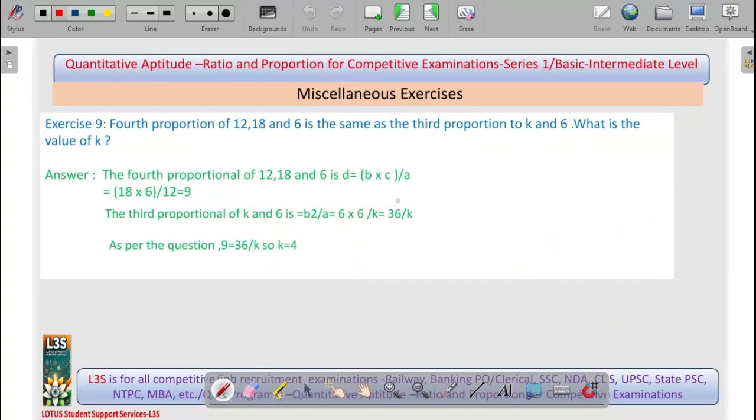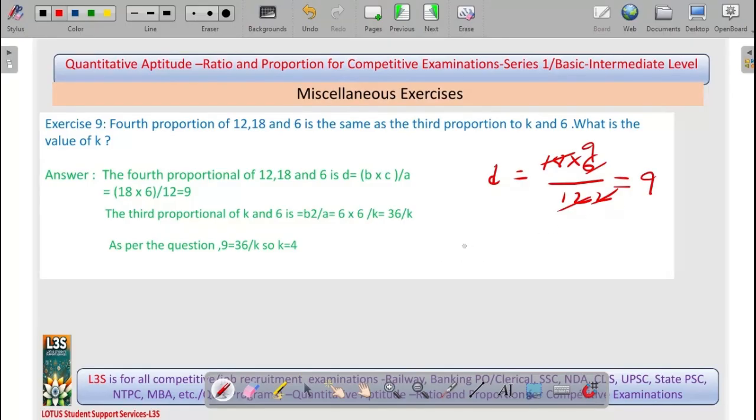Next question. Fourth proportional of 12, 18 and 6 is the same as the third proportional of k and 6. What is the value of k? First we will find the fourth proportional of 12, 18 and 6. That is D equal to B into C by A. So B is 18, C is 6, A is 12. So this will be 9. So the fourth proportional is 9.